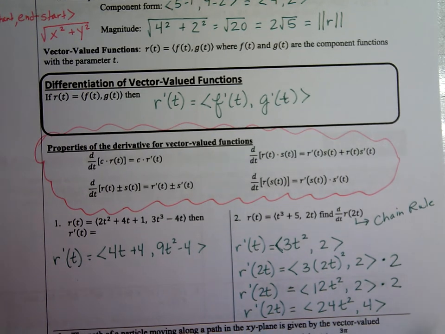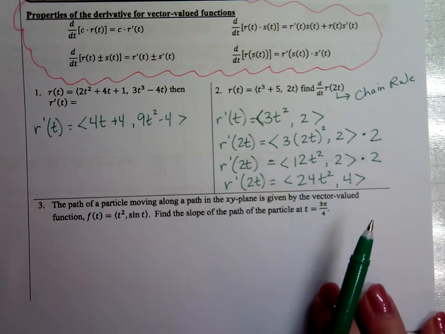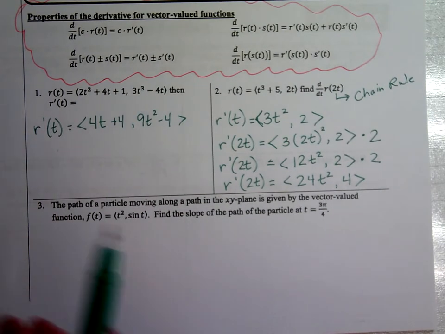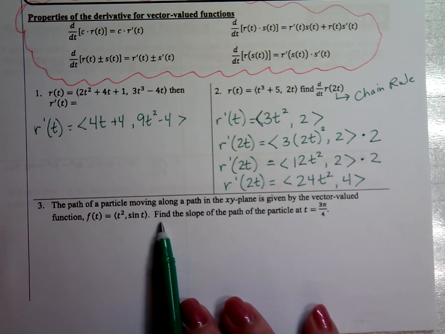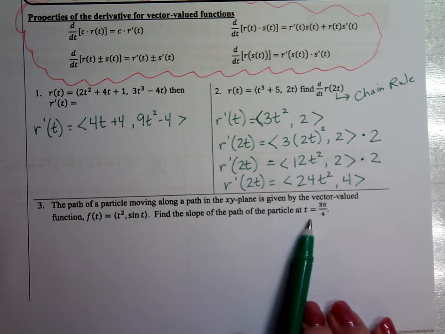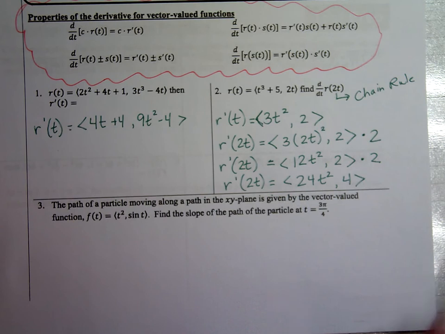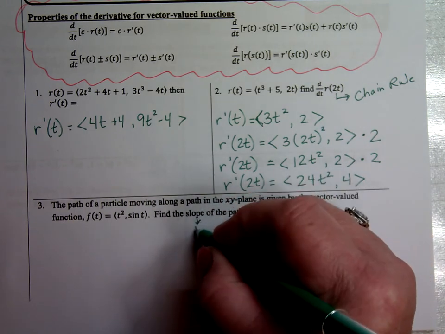And then number 3, this one is your last example problem. The path of a particle moving along, the English of this is lovely. The path of a particle moving along a path in the xy plane is given by the vector valued function t squared, sine of t. Find the slope of the path of the particle at 3 pi over 4. Well, slope, what does slope mean? Slope means derivative.